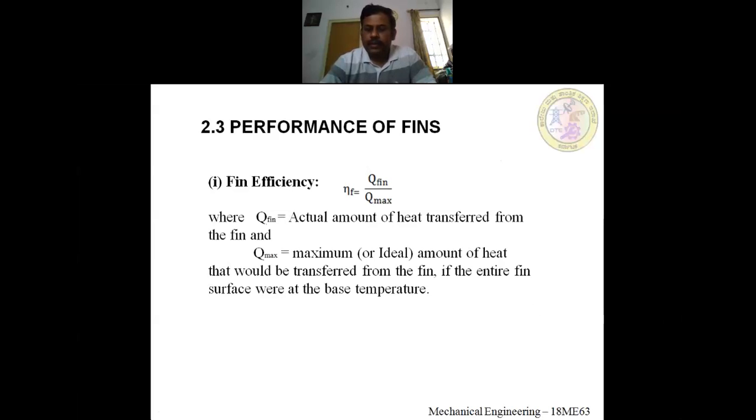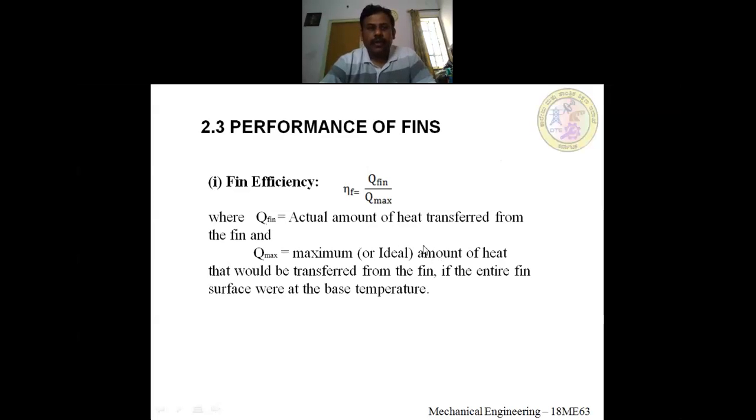And also we derived the last case, that is a specified temperature at its end. For that also we have derived the equation. So last class we have derived temperature distribution and heat transfer rate for three cases, that is insulated end, fin losing heat at its tip by convection, and also specified temperature at the end of the fin. For these three cases we have derived the equations.